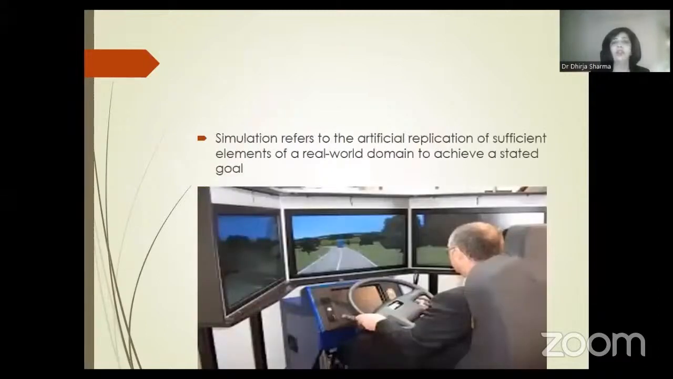The simulation refers to the artificial replications of sufficient elements of a real-world domain to achieve a stated goal. In this picture, you can see a man learning how to drive on a simulator. 40 years back, I remember when I had also started learning how to drive a car, I actually learned it on a simulator, an auto simulator. Not only did I perfect all my physical maneuvers on a simulator, I felt much more confident when I actually started driving the car on the road.